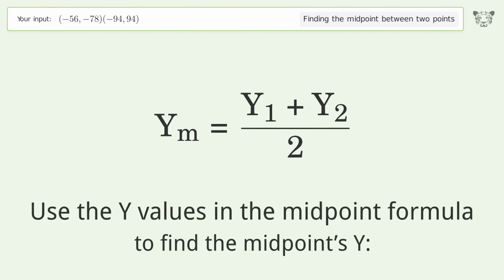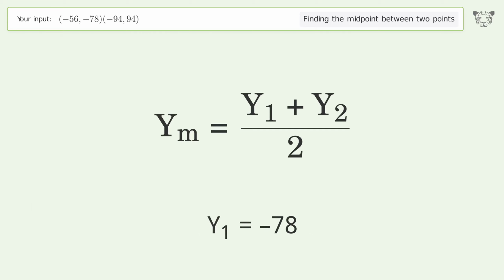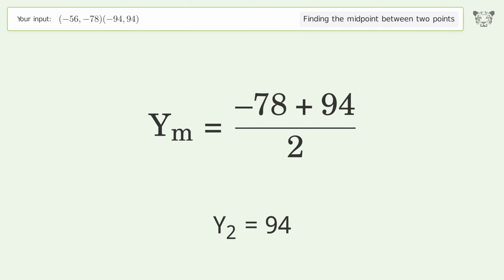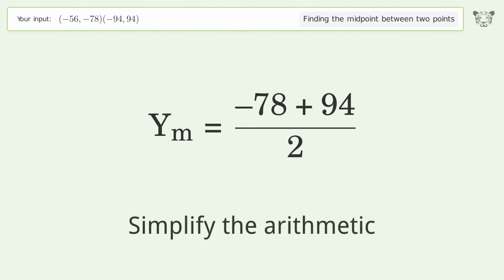Use the y values in the midpoint formula to find the midpoints y. y1 equals -78. y2 equals 94. Simplify the arithmetic.